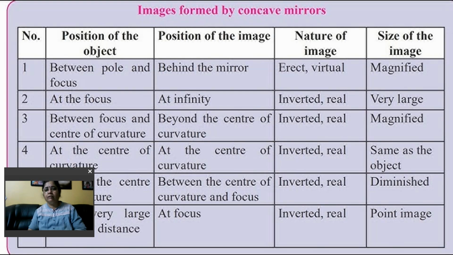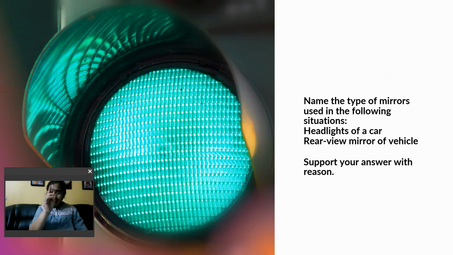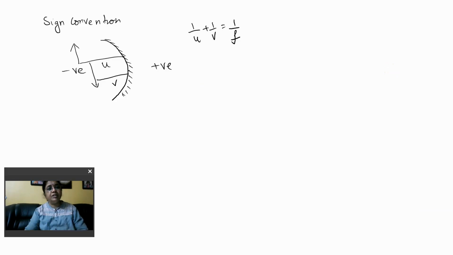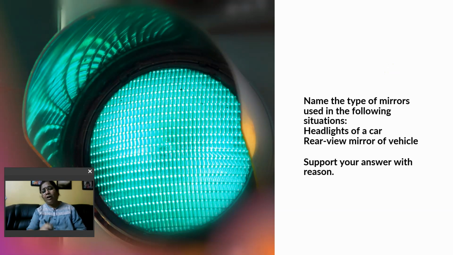Let us go back to this concave. See, erect, virtual, inverted, real, inverted. Only one erect is there. It is virtual. It is magnified. But what is the nature of image in a rear view mirror? It is erect, no doubt. It is not magnified. It is diminished. Where do you get a diminished image? You get a diminished image only in a convex mirror. See, once you keep on learning this, it becomes a part of it.